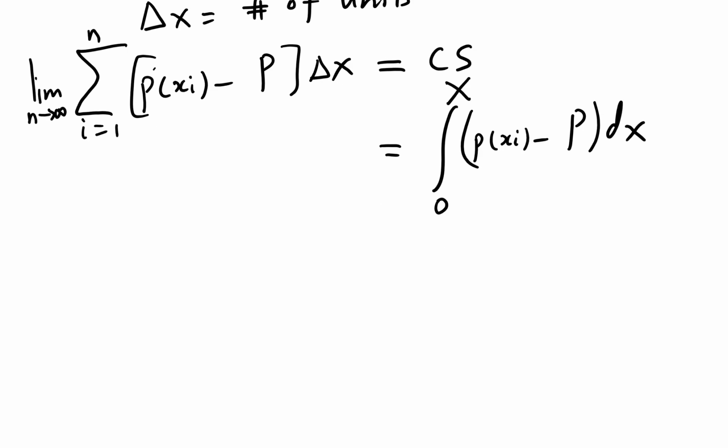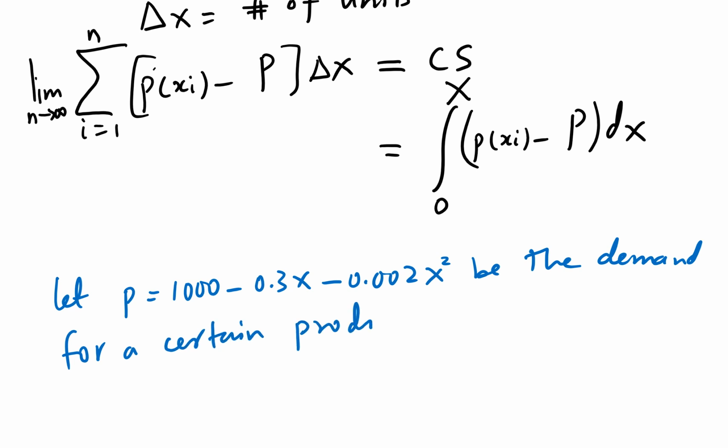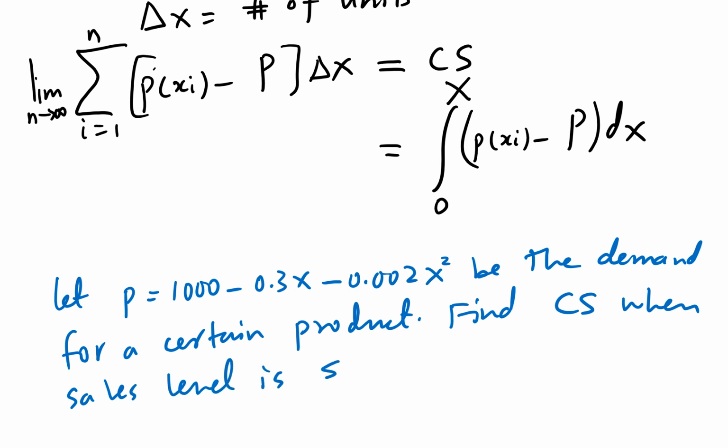So we try to look at an example now. Let P equals 1000 minus 0.3x minus 0.002x squared, P the demand for a certain product. We are asked to find the consumer surplus when the sales level is at 400.